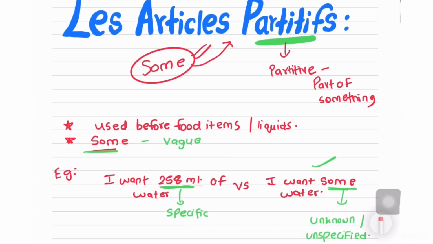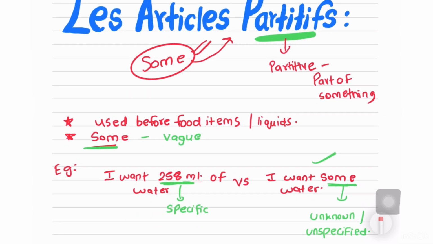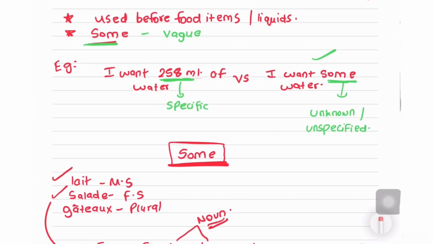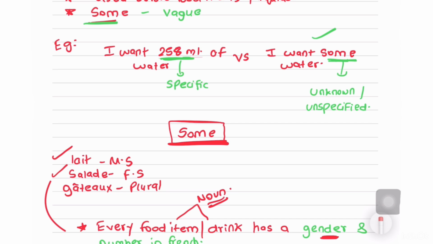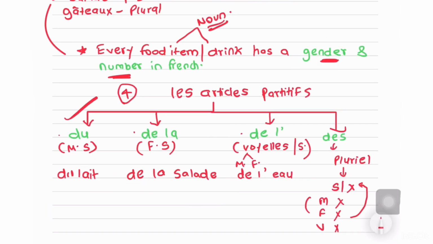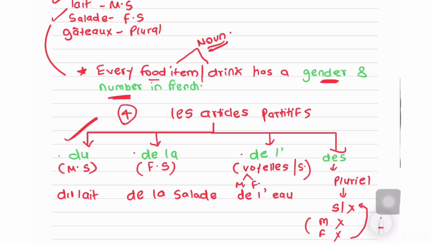Now it's obviously really easy. All you need to understand is what does it mean, right? That is the word some. And we use it before food items and liquids, right? And this some has four forms in French. All four of them mean the same thing. The only difference is that it changes according to the gender and number of your food item or your drink, that is your noun.